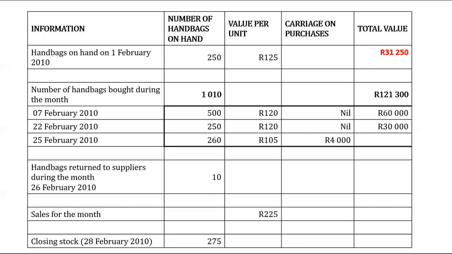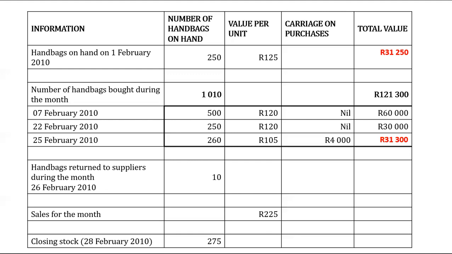Had they said per item, then we would multiply by 4,000. So you would say 260 times 105 plus 260 times 4,000. If they said carriage on purchases was per unit, but in this case, for all those 260 units, we paid 4,000. That's why we just take 260 times 105, that gives us the cost price, and then we add transportation of 4,000, and that will simply give us 31,300. Our total purchases will be 121,300.